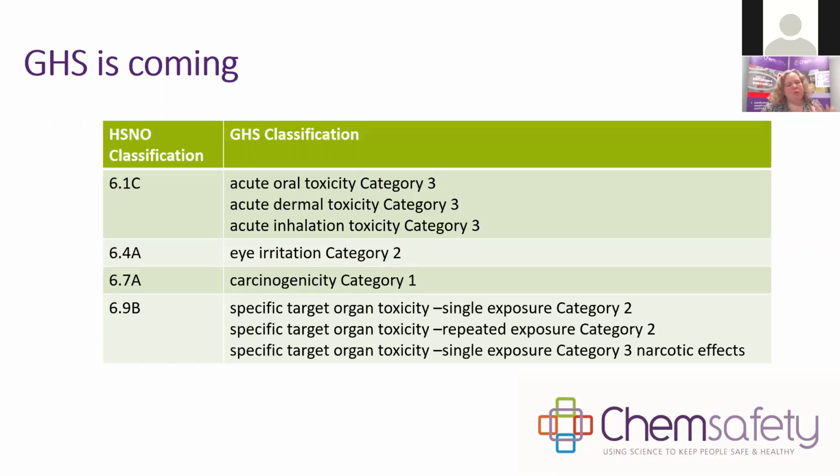So we'll move from a situation where we refer to a 6.1C substance, and we'll actually refer to it as something with an acute dermal toxicity category 3, so that we know that it's acute toxicity, it is toxic through the skin, and it's category 3 on the 1 to 4 or 5 scale there. So this is coming through, and there'll be more information coming out when we get that as to how that's all going to be implemented.